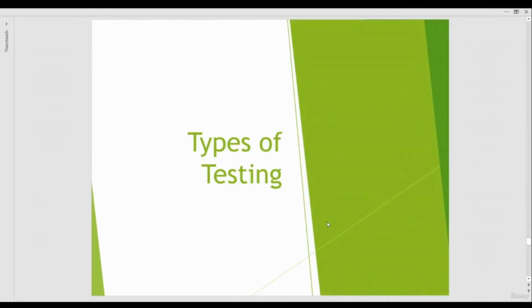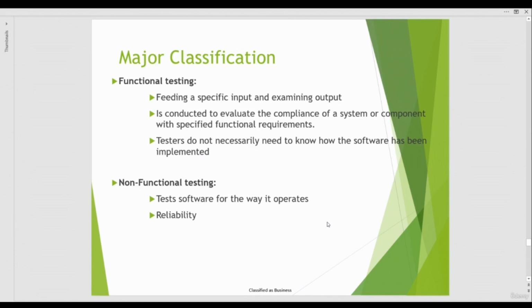Hi everyone, welcome back. In this lecture, we will see types of testing. Majorly, we can classify testing into two types: functional testing and non functional testing. What is functional testing? Feeding a specific input and examining the output. You have a specific input to be given and you expect a specific output or behavior. Functional testing is conducted to evaluate the compliance of a system or component with specified functional requirements.